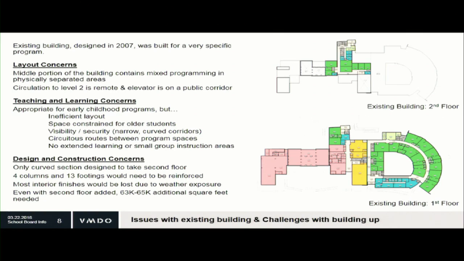Not to be too technical, but when the existing facility was built, it kind of went halfway to accepting another floor. The structure is capable of receiving that additional floor. The type of roof that was installed has to be removed and sort of enhanced in order to build up on top of the building. And even when we would add the second floor to the building, we would still need a substantial amount of new square footage, in the neighborhood of over 60,000 square feet, just to meet the needs of the new program.